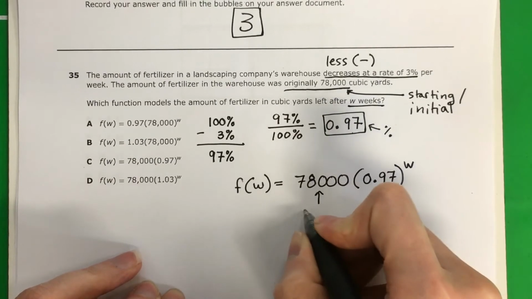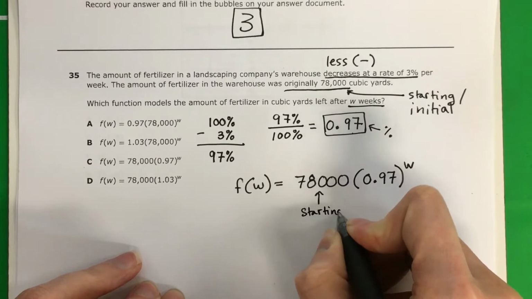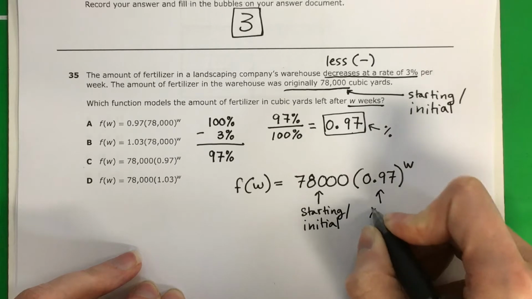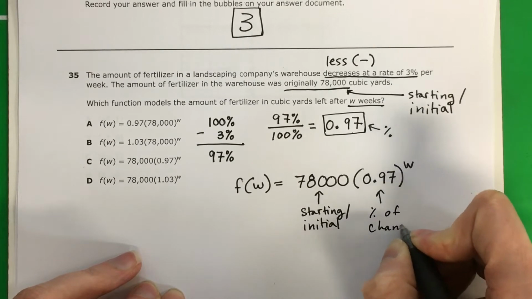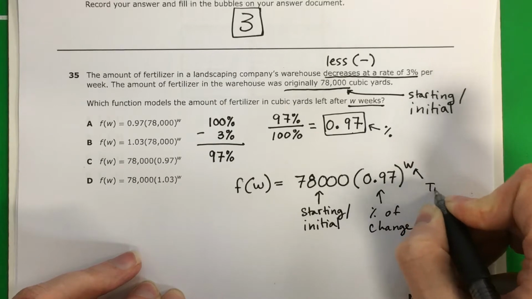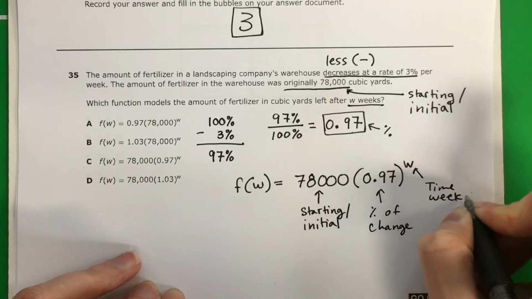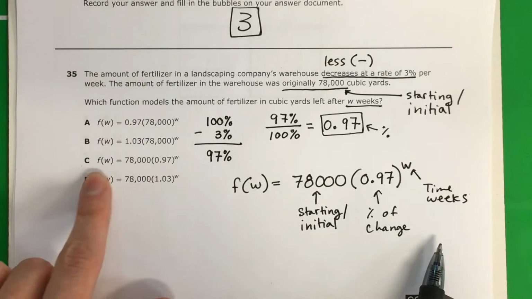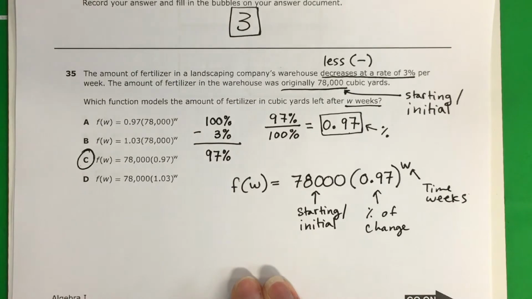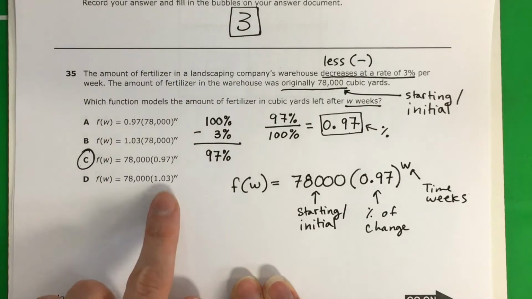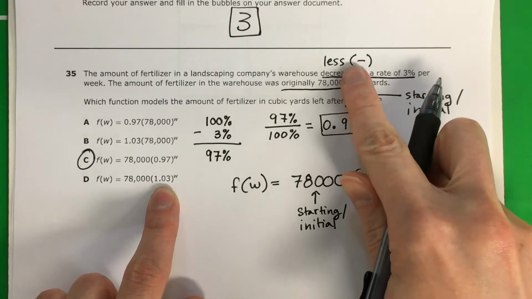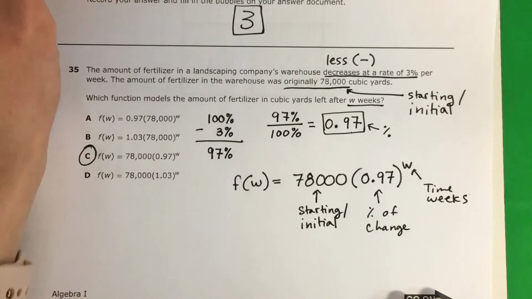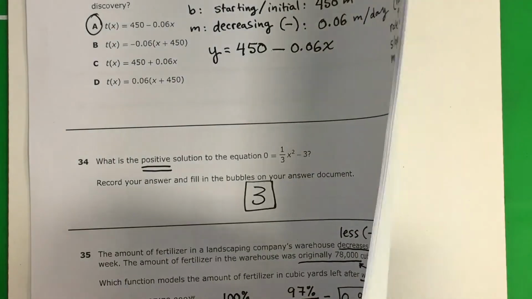So this is the starting, slash initial. This is the percent of change. And this is your time, in this case, weeks. So my answer looks like it's C. So that's the answer there. This one is actually increasing, not decrease. Decrease is minus, this one is increase plus. Okay? Question number 36.